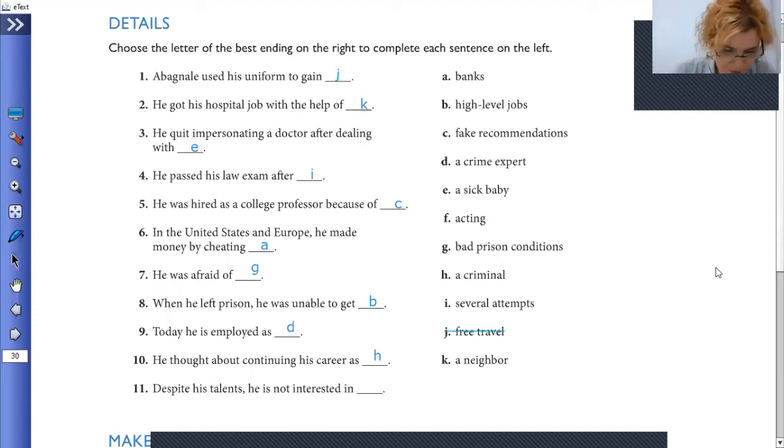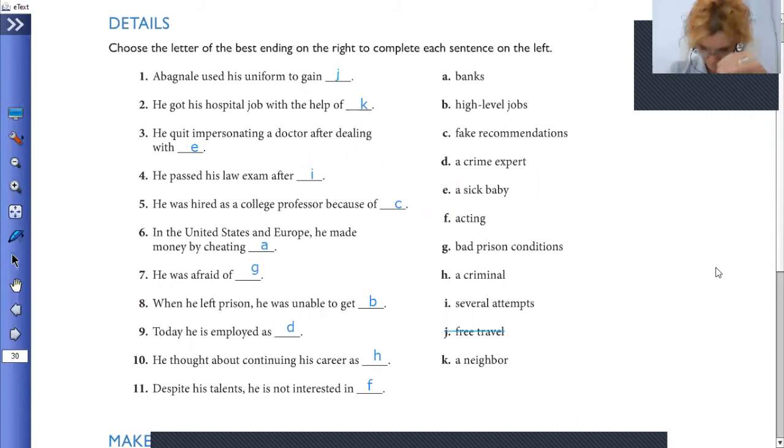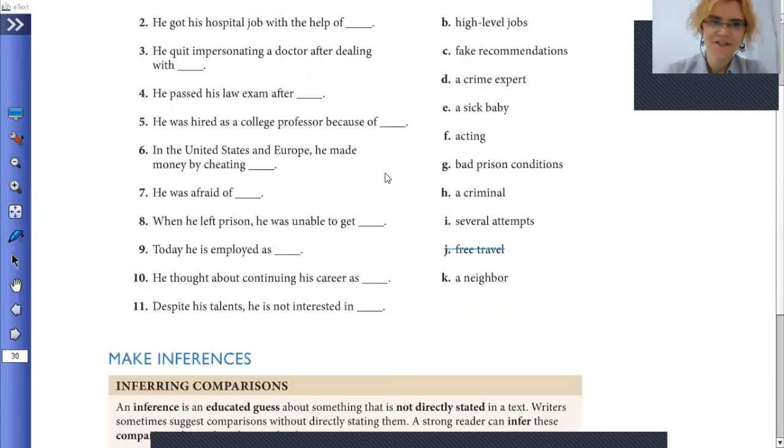Yeah. Number 11 for Karen. Despite his talents, he is not interested in acting. Yeah, he would have been a very good actor, I think, because he could fool everybody so well. Any questions, guys? No? Okay, cool. Then we continue. So those were the details.